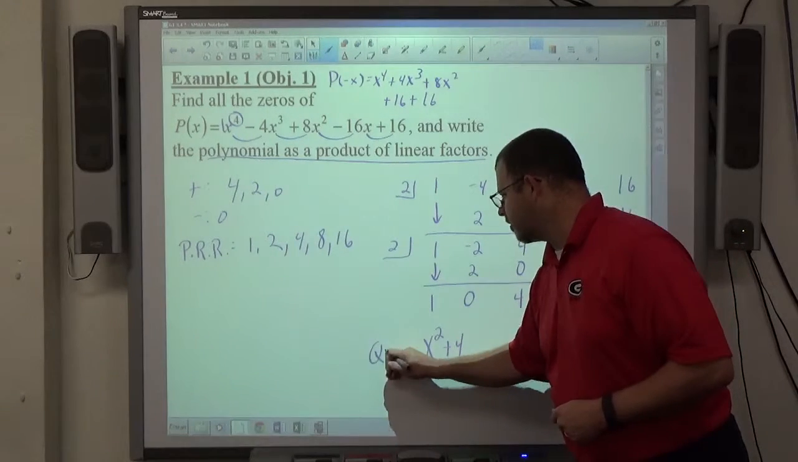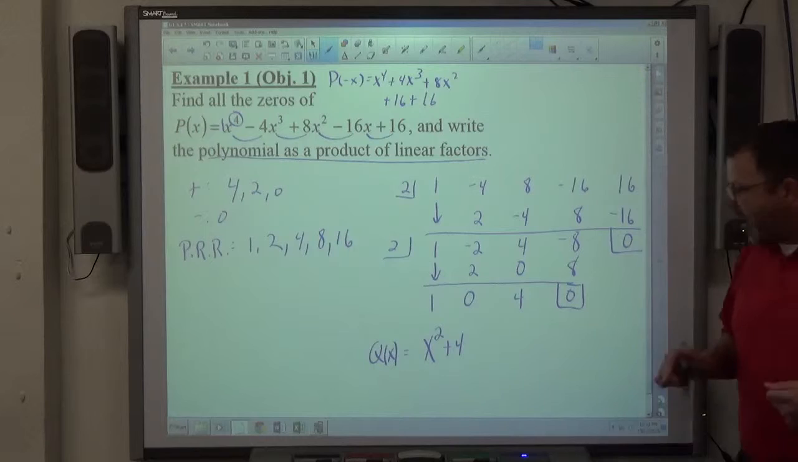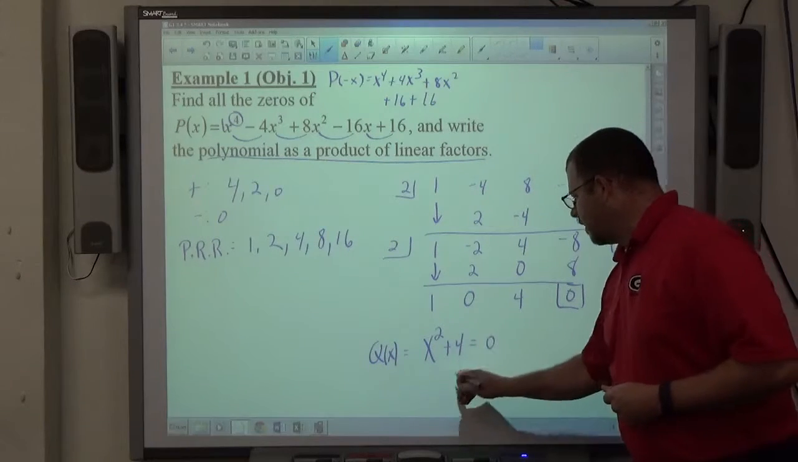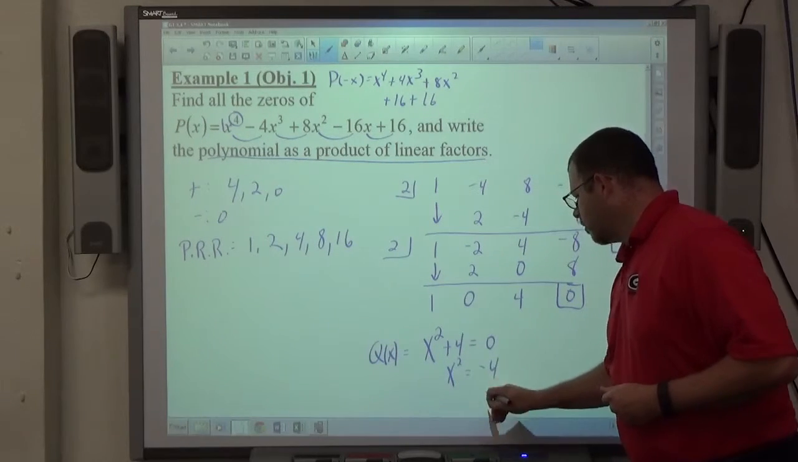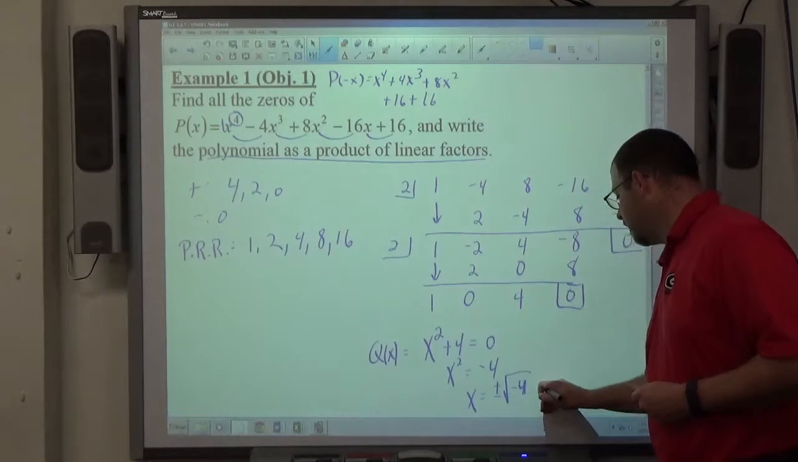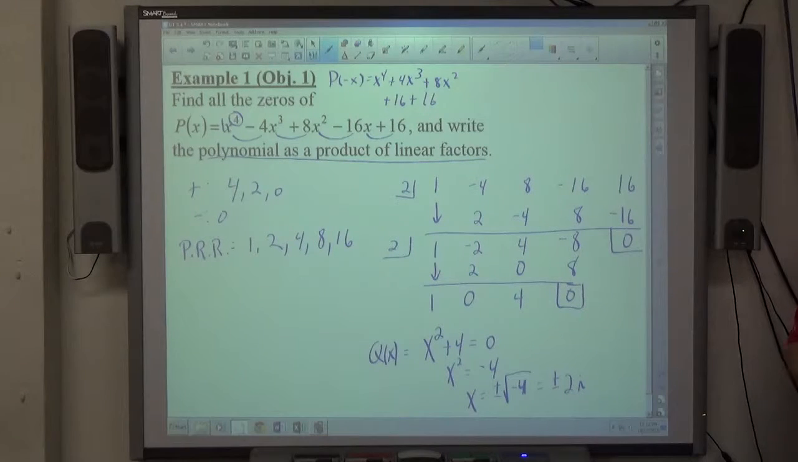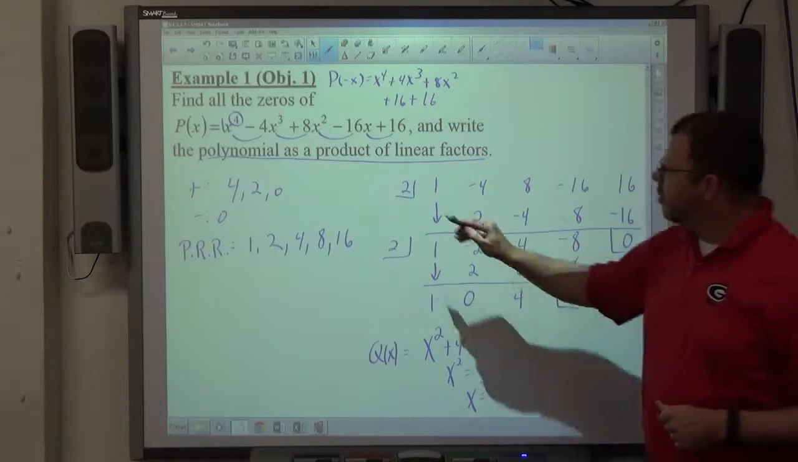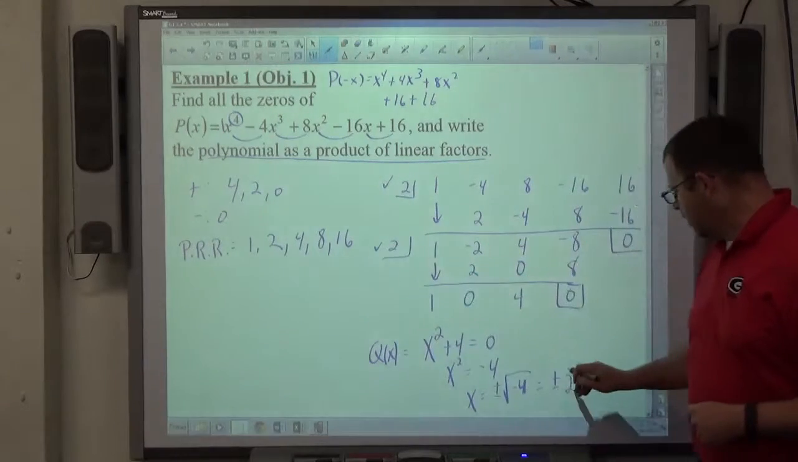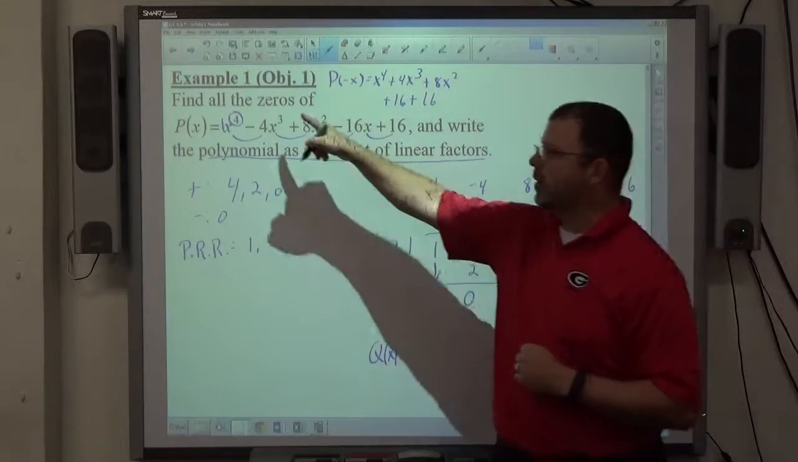So this is q of x, if we want to name it like we've been naming it so far, the quotient after synthetic division. If x squared plus 4 equals 0, that means x squared is equal to negative 4, which means x is going to equal plus or minus the square root of negative 4, which is going to be plus or minus 2i. And those do count as answers, 2i and negative 2i. So 2 is an answer, 2 is an answer a second time, 2i and negative 2i count as the other 2 answers. That's a total of 4 answers altogether, which is how many we're expecting.